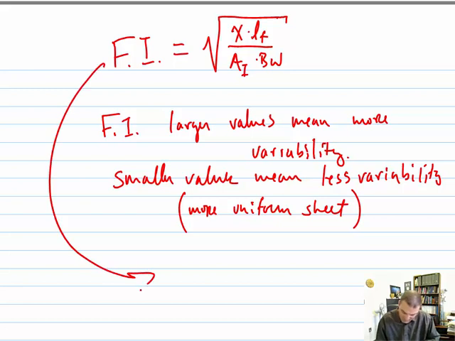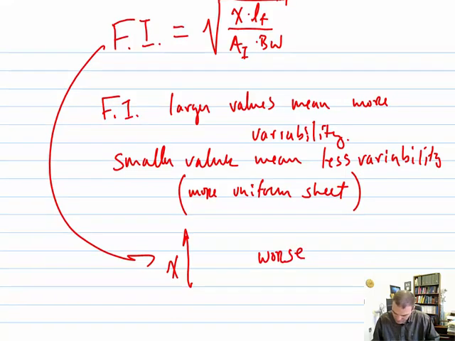So looking at formation index, if we were to increase the coarseness, we increase x. So x goes up, our formation index goes up, formation becomes worse, right? So we have less uniformity. If we increase our fiber length, what happens? Same thing, formation becomes worse.